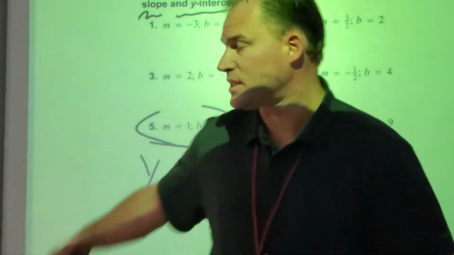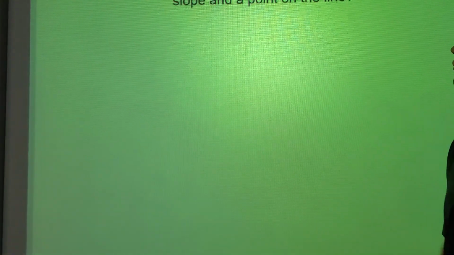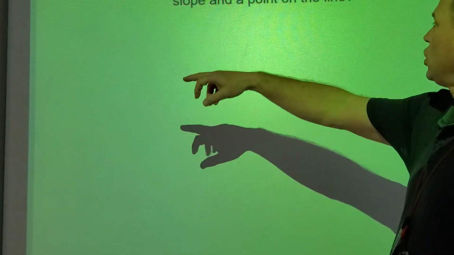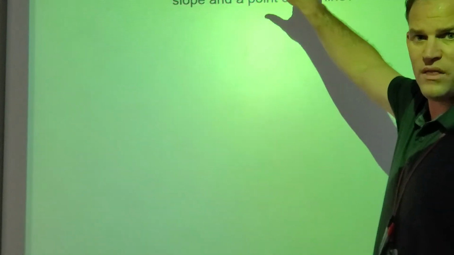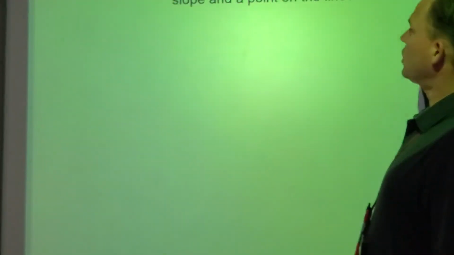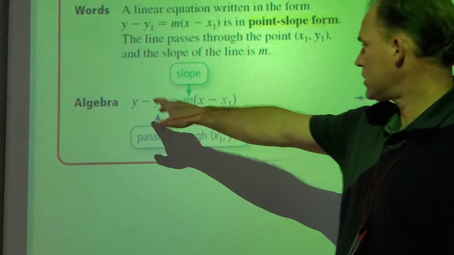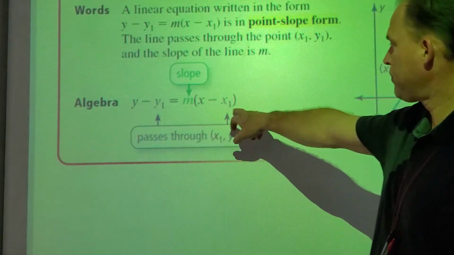A little different today. Now we're going to write the equation of a line when you're given a slope and a point on the line, not the y-intercept. I'm not going to give you the y-intercept today. You are just going to be given a point and a slope. So how do we do that? Well, we have another formula for that. Write this down in your notes.